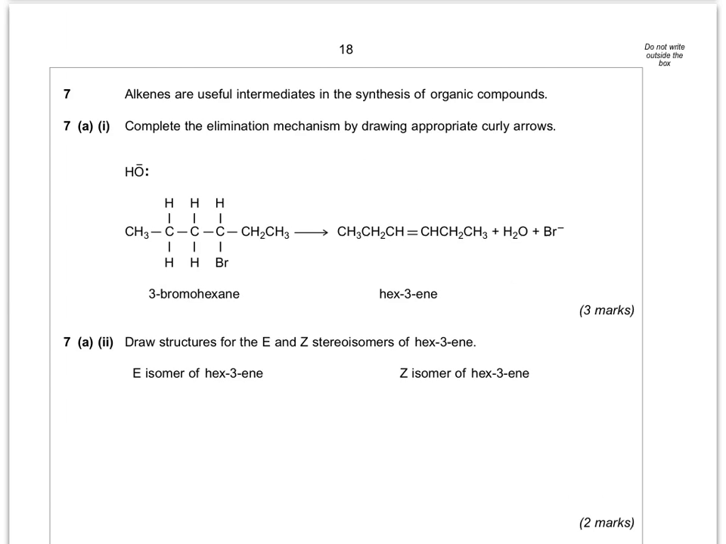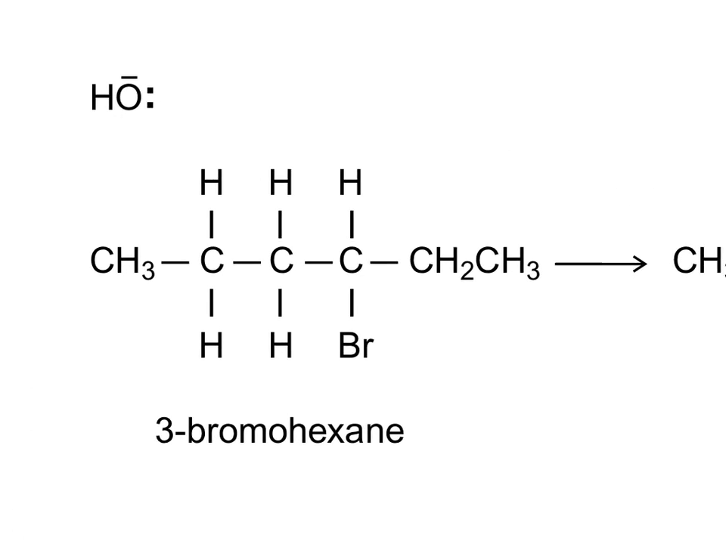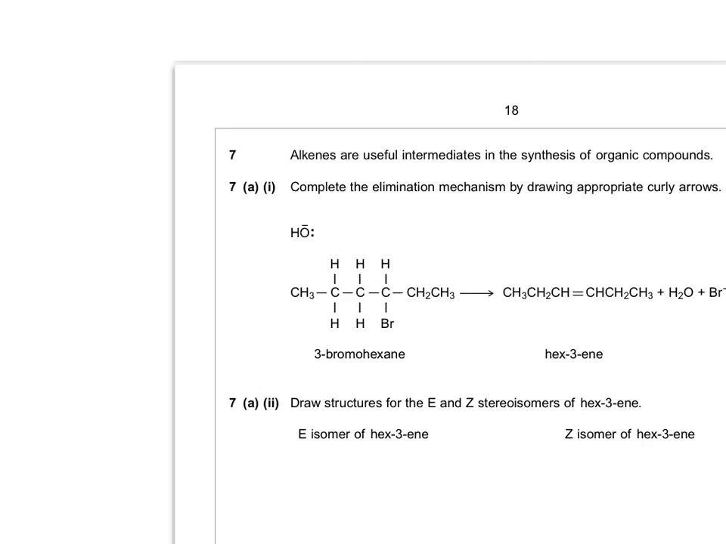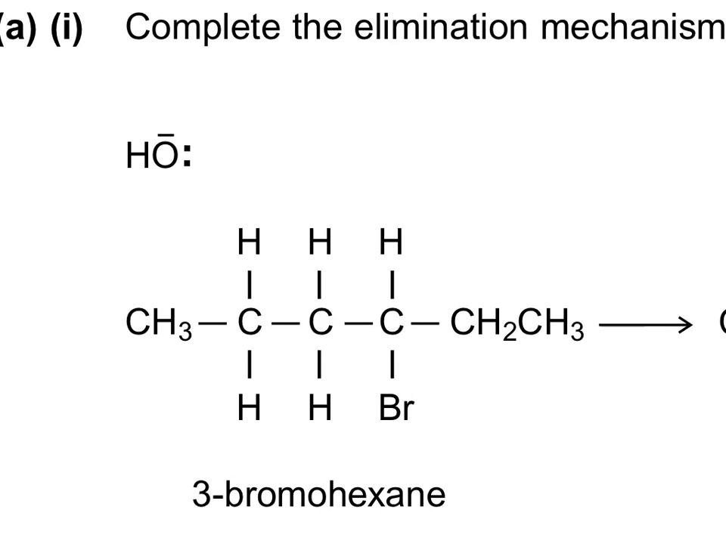Alkenes are useful intermediates in the synthesis of organic compounds. Complete the elimination reaction by drawing appropriate curly arrows. It's nice to draw this out for you already. So the curly arrows, I'll just zoom in on this actually because I might not be able to draw it as accurately as I'd want to. So this OH grabs an H that is on the carbon next to the carbon with the bromine on, because then the carbon-hydrogen bond will break and move between the 2 carbons to form a double bond, and then this bromine will leave, like so.